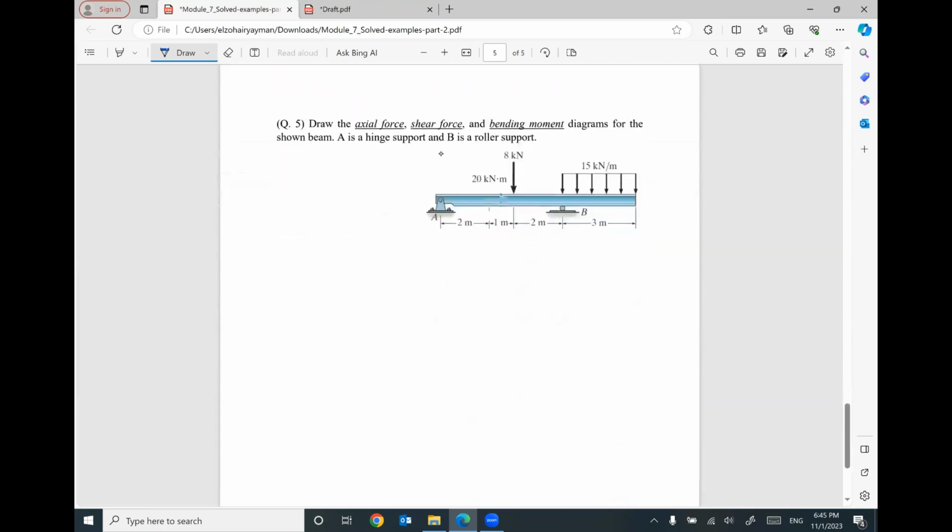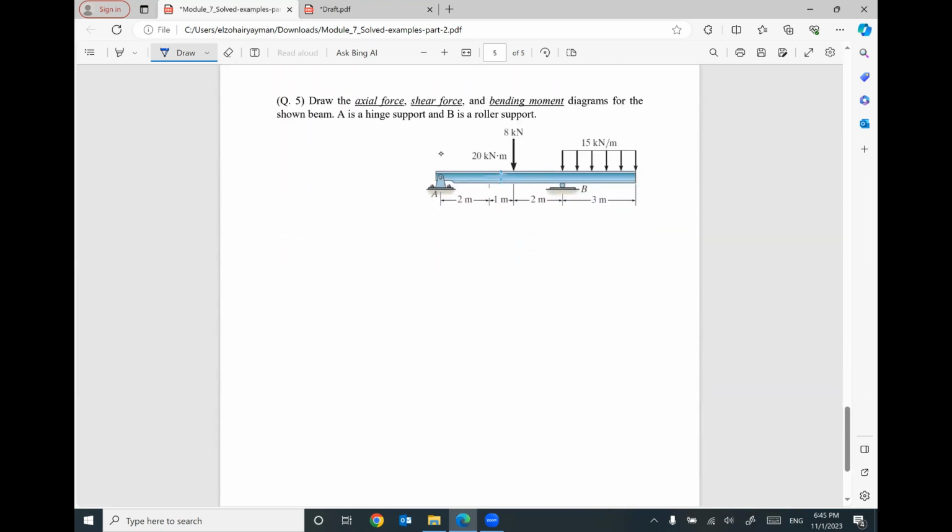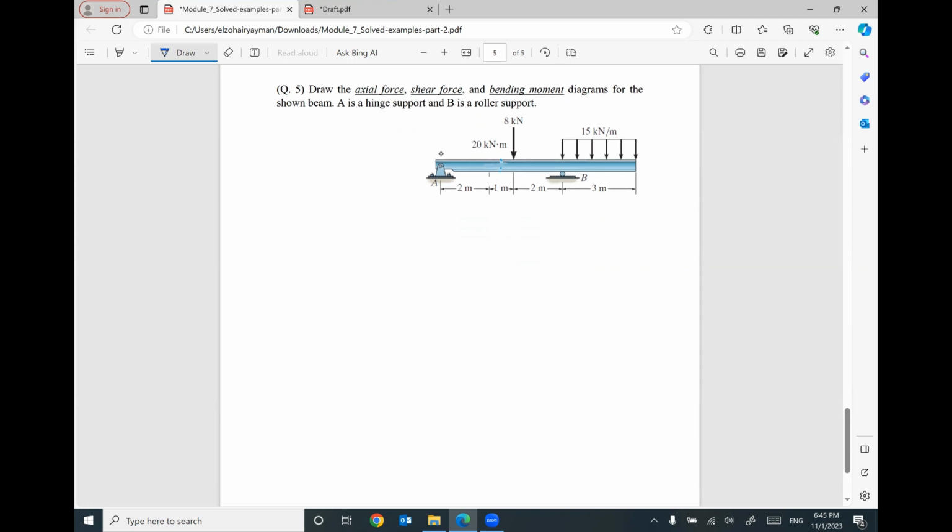I will do this example, and this is the first example we have with a uniform distributed load. To be honest with you, this case will not be included in your exam, but this is for your information. If you have a uniform distributed load, what will be the case? Okay, let's see. I will start with reactions first.